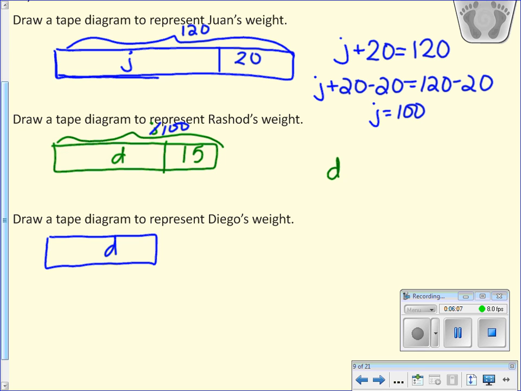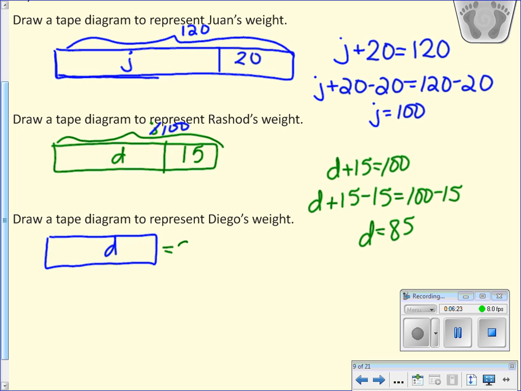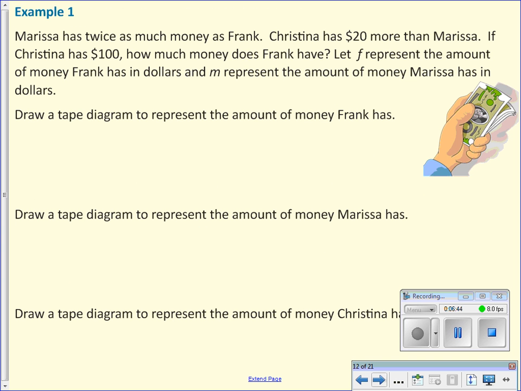Now what's my next algebraic equation? D plus 15. Yeah. So D equals 85. So Diego equals 85. Or if you want to write it like that, that's fine. And that's our answer. Diego equals 85 pounds. All right, let's do one more before the bell rings, and then I'll come back and answer some questions. Okay? All right, let's take a look at the next one.